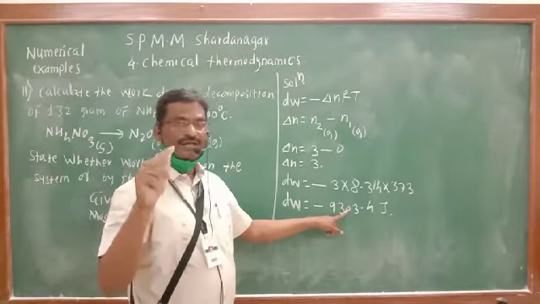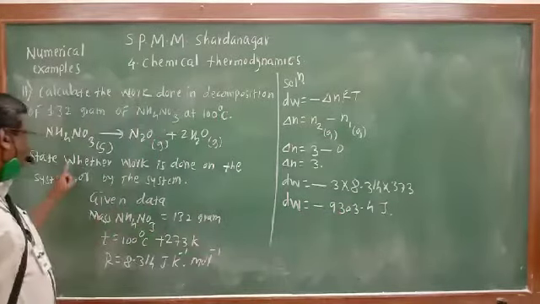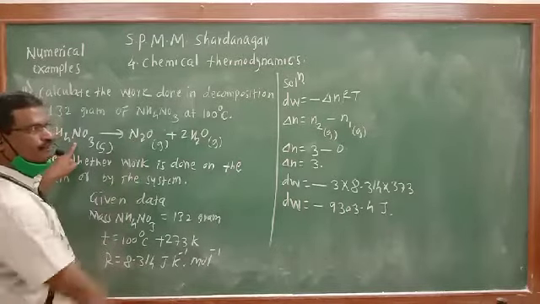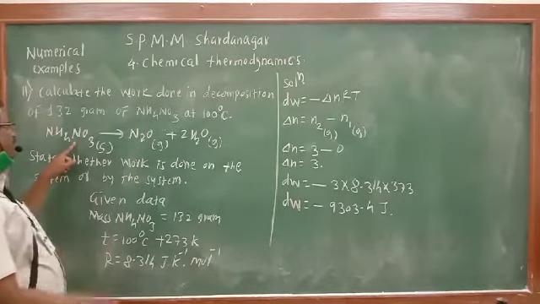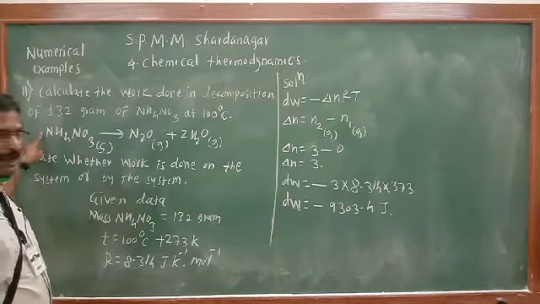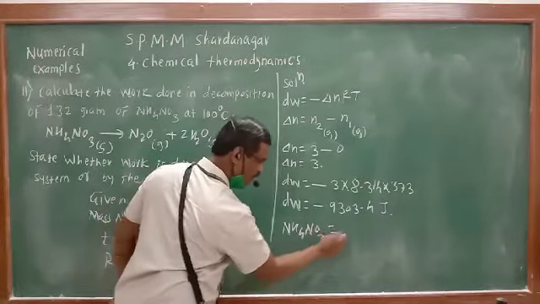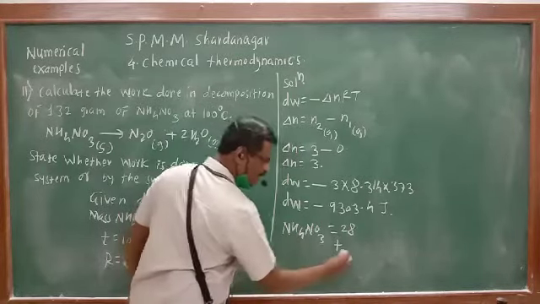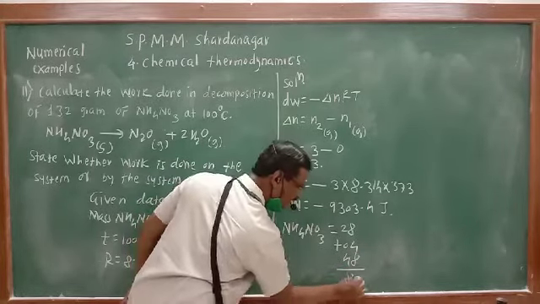Now they have asked to calculate the work done, not for this reaction. We have calculated the work done for this reaction, because delta n we have taken 3 for this reaction. In this reaction, they have taken 1 mole of ammonium nitrate. Means how many gram of ammonium nitrate they have taken? Ammonium nitrate 1 mole: 2 nitrogen atoms 28, plus 4 hydrogen atoms 4, 3 oxygen 48. So this is equal to 80.